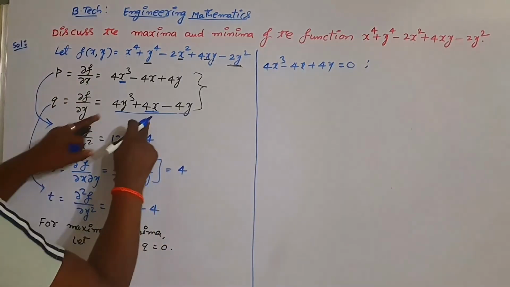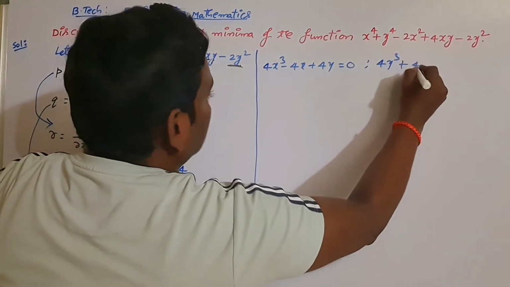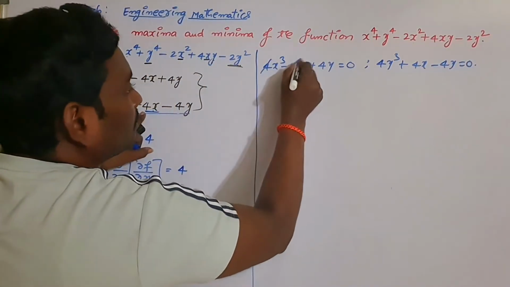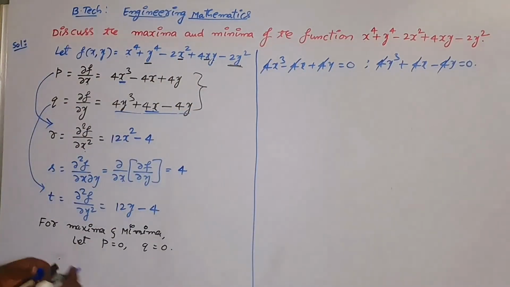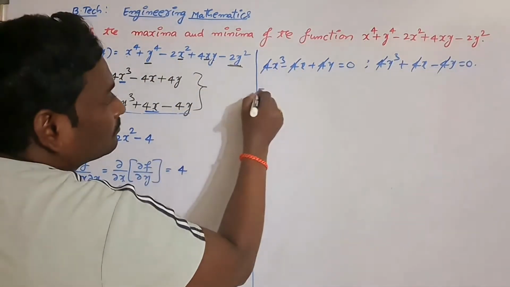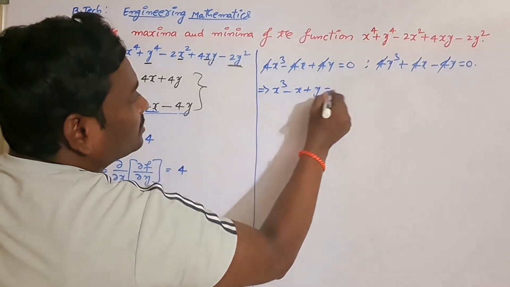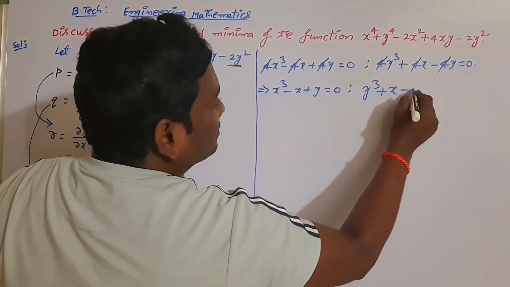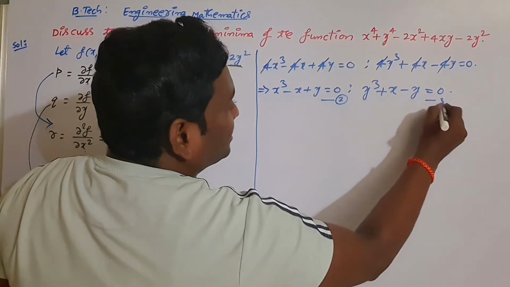And what is the other one? 4y cube plus 4x minus 4y is equal to 0. Every term has 4, that's why we can cancel the 4 in each and every term. What remains? x cube minus x plus y is equal to 0, and y cube plus x minus y is equal to 0. These are equation numbers 2 and 3.